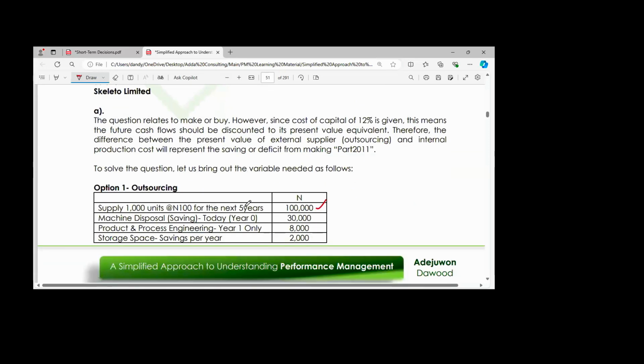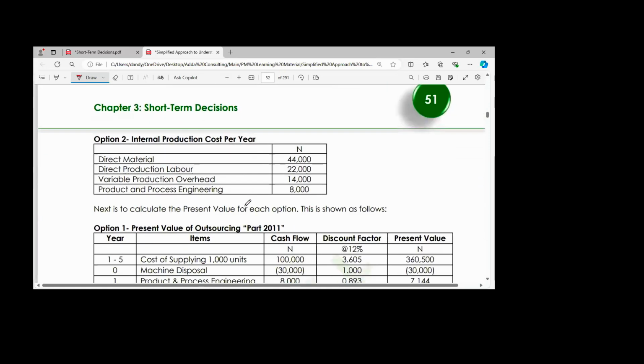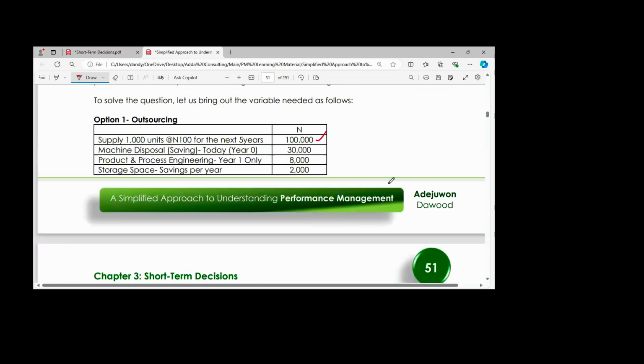So let's go back to my notes, how I was able to adjust for that. Look at machine disposal. It's a saving because we are disposing it. Today means year 0. So when I want to calculate my NPV, this 30,000 will be only for year 0 because the examiner has said today. Examiner can say today or immediately. Whether it is today or immediately, it means year 0. So when I want to discount this 30,000, discount factor at year 0 is equal to 1. So that means the 30,000 will not change.